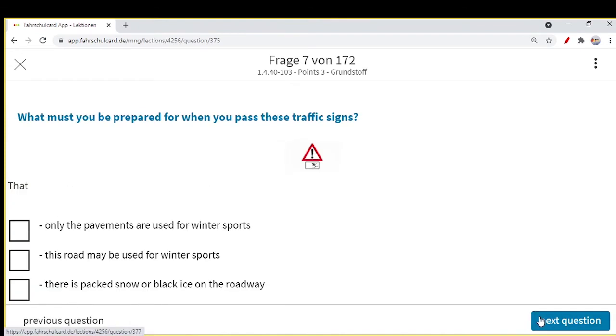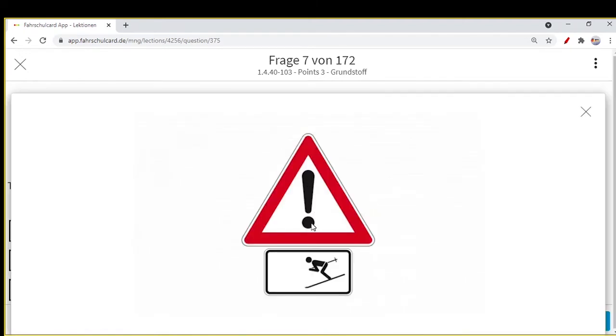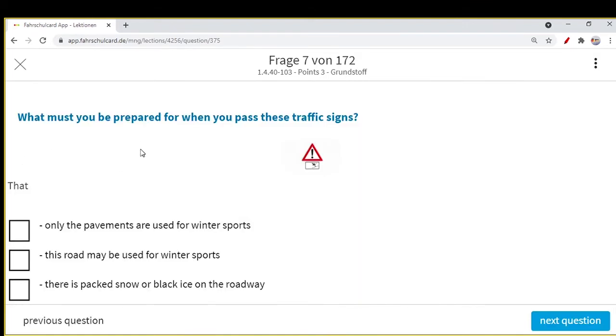Let's move to the next question. Our next question is again related to the previous question. There is a danger 150 meter ahead related to, if you see, some kind of winter sports or skating or something like this. So what must you prepare for when you pass this traffic sign?